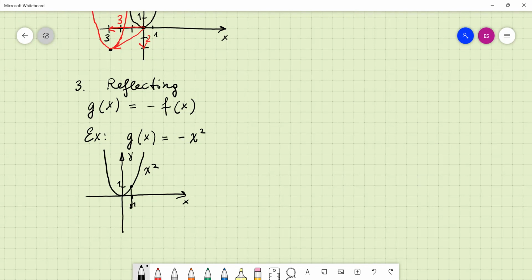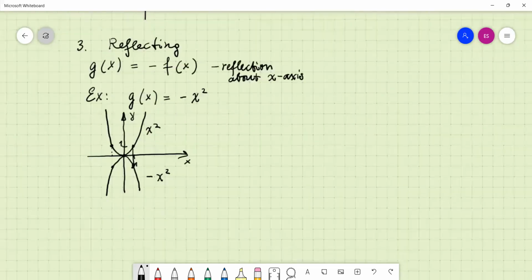So the reflection is going to be about the x-axis. 0 is going to stay because it has no sign. And over here, the point is also 1. At -1 it is going to be -1. So my new graph is going to look like this, -x squared. So this is reflection about the x-axis. So kind of imagine that you have a mirror on the x-axis and you reflect your function.